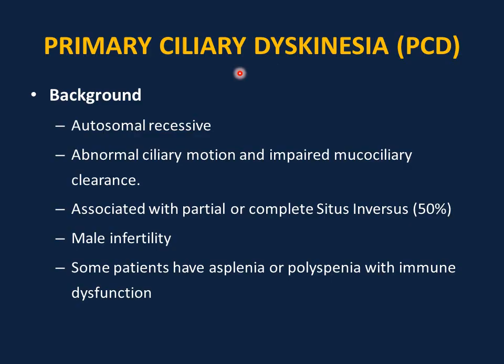Primary ciliary dyskinesia is an autosomal recessive condition because of abnormal ciliary motion and impaired mucociliary clearance, so they cannot clear their secretions, which are retained and cause infection. It is associated with partial or complete situs inversus, where you will see in this case the heart on the right side instead of the left. It may be associated with male infertility. Some patients may have asplenia or polysplenia with immune dysfunction.